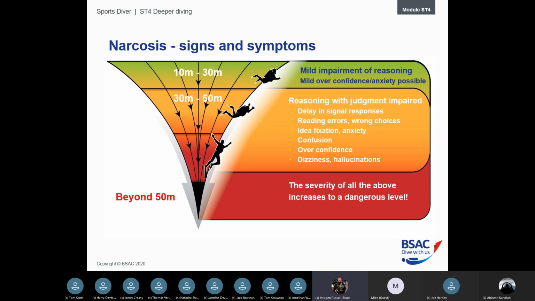If you're overconfident, that confidence can continue. If you're feeling confident at 30 meters and then you go deeper because you're feeling confident, the nitrogen narcosis just gets worse. You're like, I'm so good at this diving malarkey. I'm going to go to 50 meters because why not? Obviously, that's not a great idea.